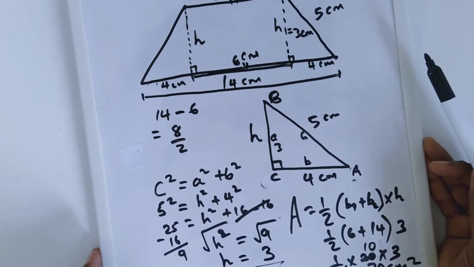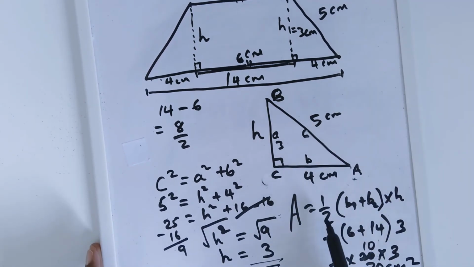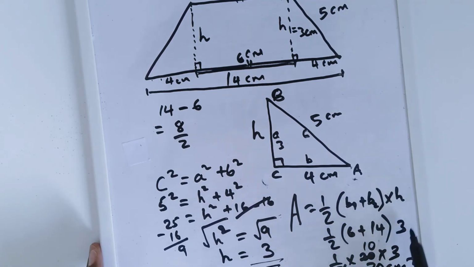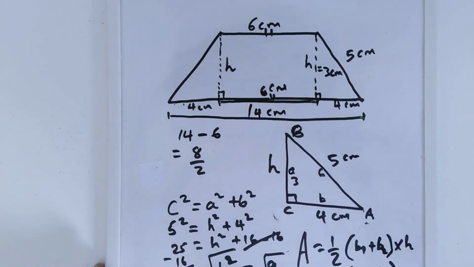Now you plug that into the formula for the trapezoid. Area of a trapezoid, we said, is a half base 1 plus base 2. So base 1 is 6, base 2 is 14. You add those two, multiplied by the height, which is 3. So when you add these two, it is 20, divided by 2 is 10, times 3 is 30 centimeters squared.